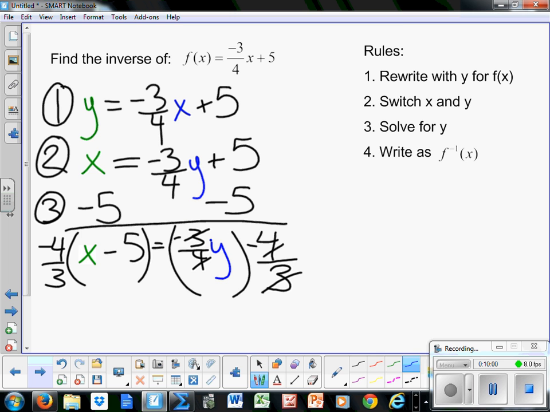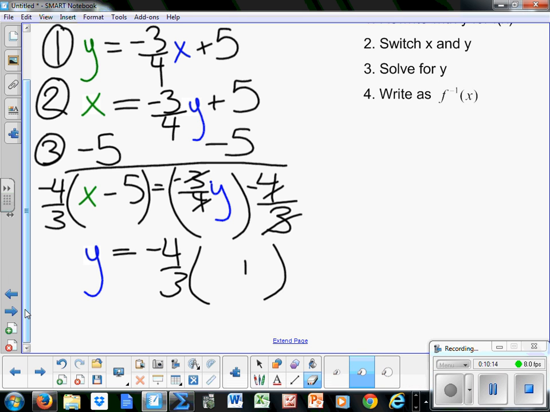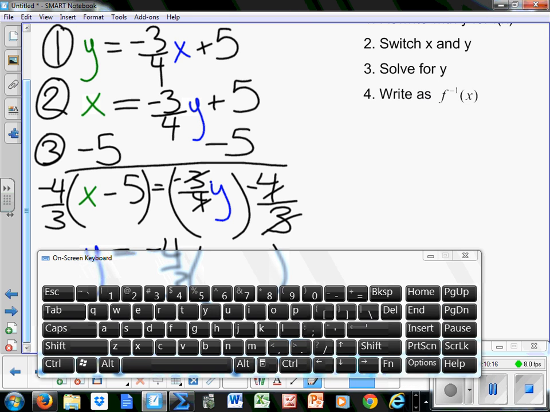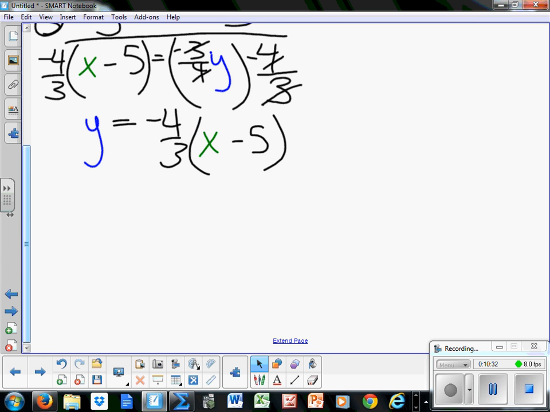So that's how we can get our y by itself. So we get y is equal to -4/3 times x minus 5. And this is technically okay to leave since we left y by itself, but just so that we can see what happens, I'm going to extend that page there, so don't freak out. We can see what happens when we distribute that -4/3.